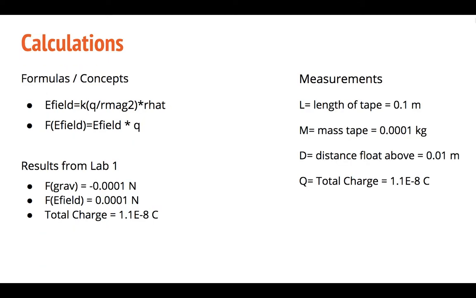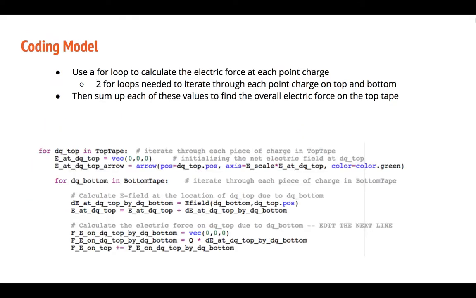And so the calculations are basically exactly what I did in Lab 1 to calculate the electric field, and then the force of the electric field by multiplying it by the charge. I used the same measurements for this lab, and the values to the right are what I ended up putting in my code. And as you can see on the left, from the first lab, when I calculated it by hand, it worked out really well, where the gravitational force is equal to the force from the electric field.